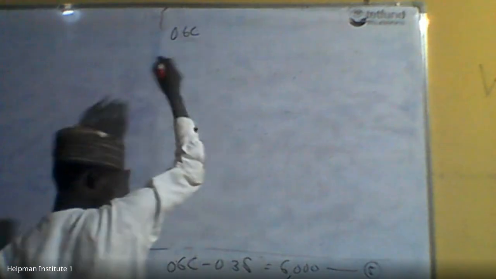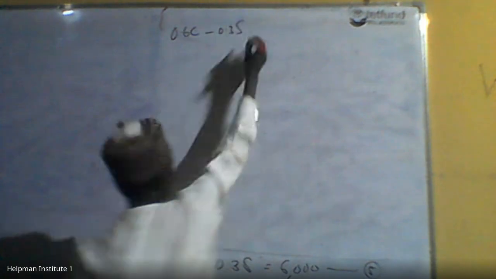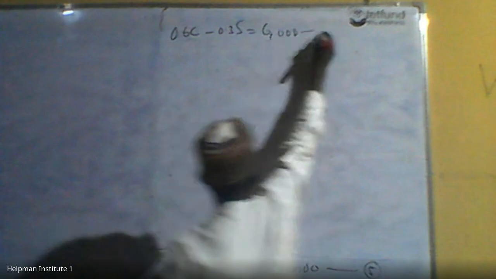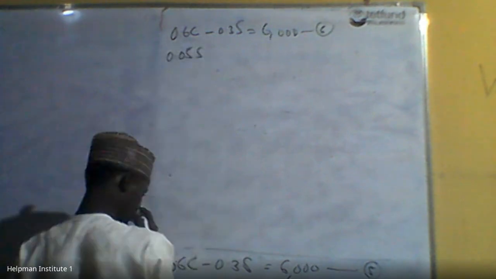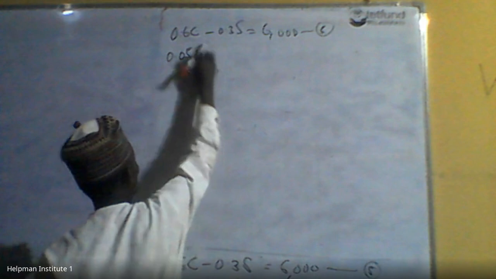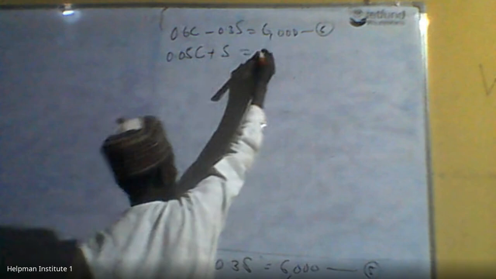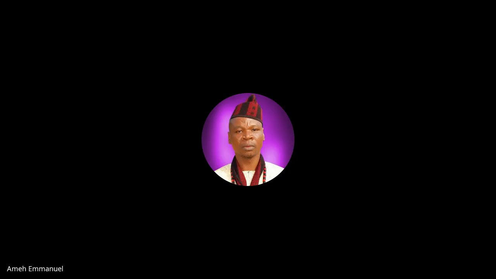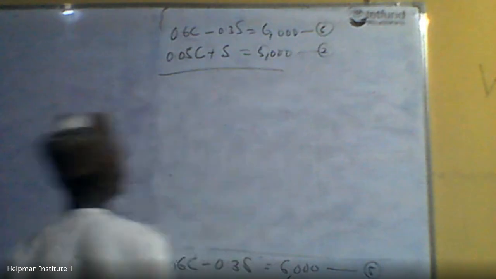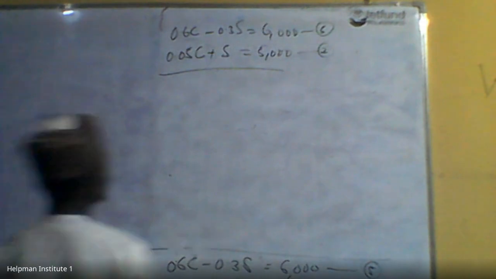We want to solve 0.6c minus 0.3s equals 6,000, equation 5. We have also 0.05c plus s, we said this equals 5,000. Are we seeing it now? Yeah, we can see it now. So we want to solve this simultaneously. Let's use the elimination method or the matrix method. Any method we use, we can find it. It's very simple to do.